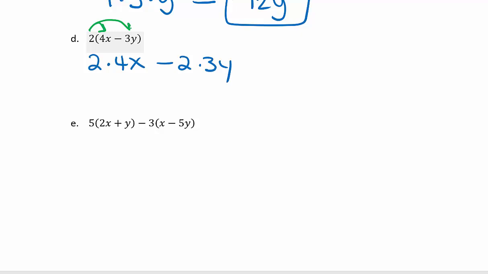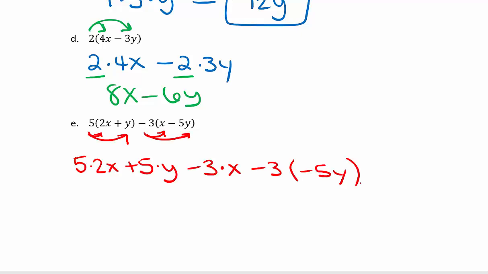Finally, if you want to multiply by a sum or a difference, we have a distributive property that says the multiplication will apply to each term in that sum or difference. So in this case, I have to multiply the 2 by the 4x and the 2 by the 3y. That gives me 8x minus 6y. Once again, these are not like terms, so I can't go any further.